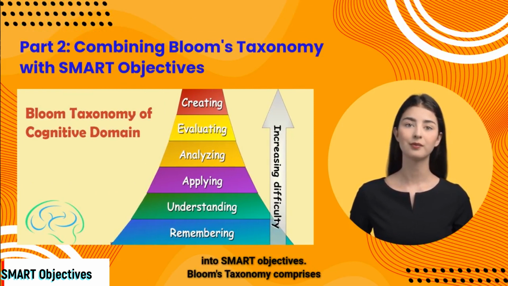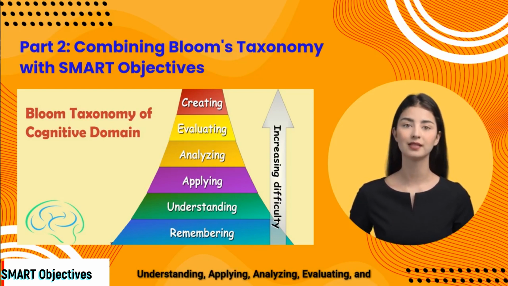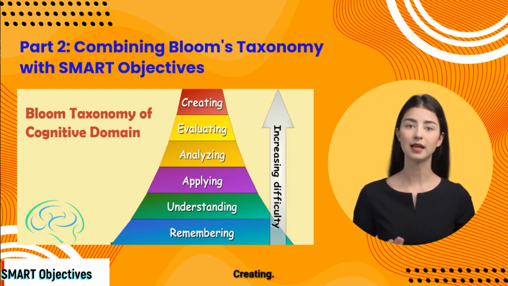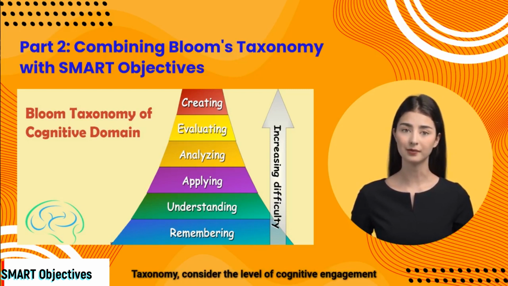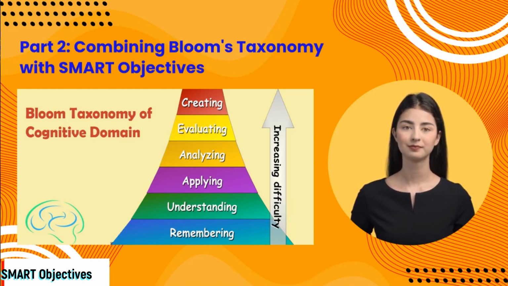Bloom's taxonomy comprises 6 levels of cognitive complexity: remembering, understanding, applying, analyzing, evaluating, and creating. To align your SMART objectives with Bloom's taxonomy, consider the level of cognitive engagement you want to promote.